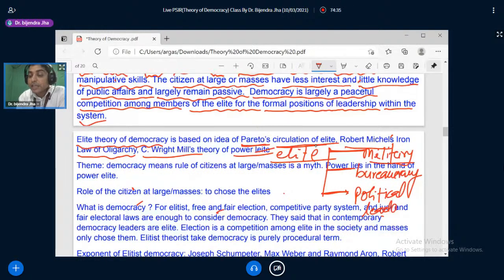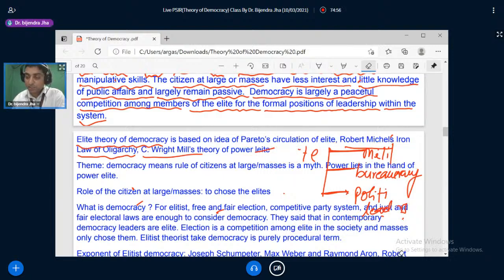Right? These three groups hold power in American society, right? So basically this is their theory, the theory of power elite. Okay, so that is the three theories on which the elite theory of democracy is based.